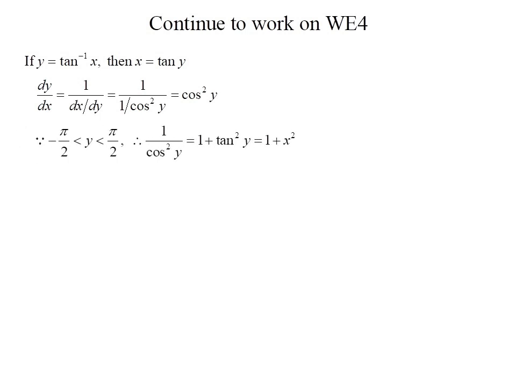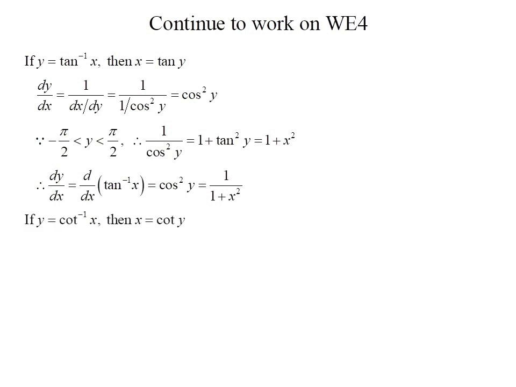Since the range of arctangent x is between negative pi over 2 and pi over 2, excluding both endpoints, the reciprocal of the square of cosine y equals 1 plus the square of tangent y, which equals 1 plus x squared. Hence, the derivative of arctangent x equals the square of cosine y, which equals the reciprocal of 1 plus x squared.